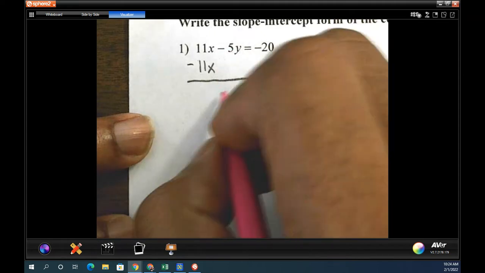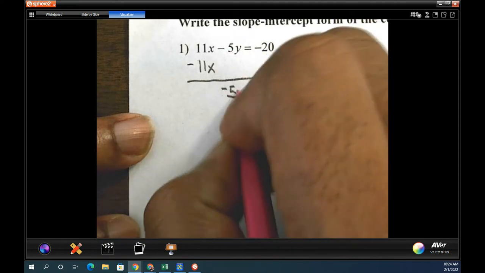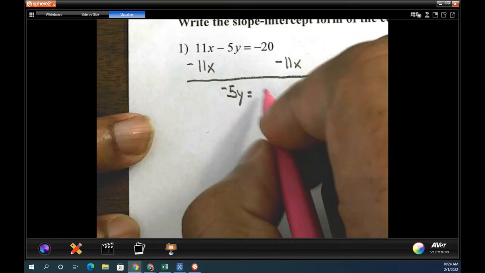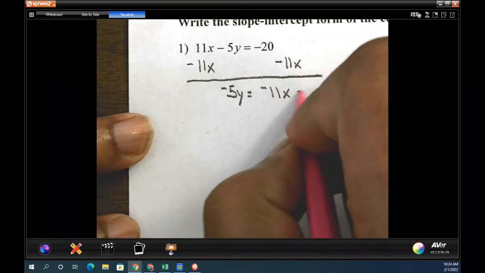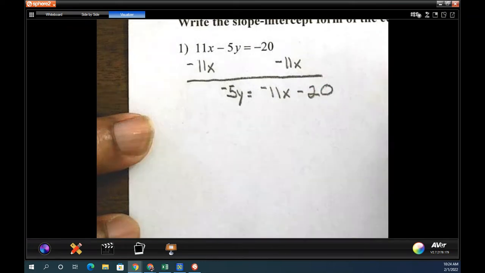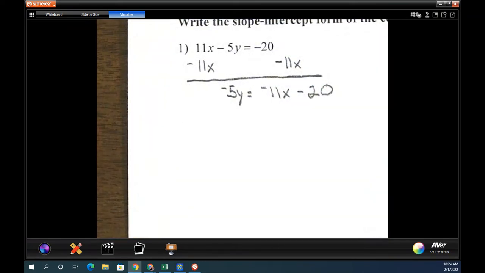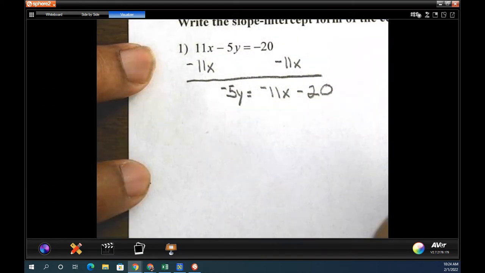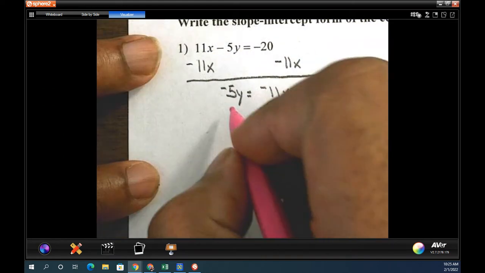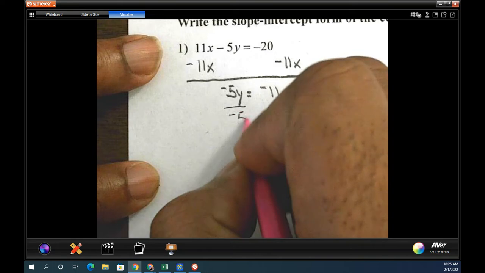That's minus 5y, so that means that's negative 5y is equal to, now, go ahead. You want to keep it in slope-intercept form. The x comes first. It's minus 20 because it's negative 20. So you have negative 5y is equal to negative 11x minus 20. Last step, divide by the coefficient of y. What's the coefficient of y? Negative 5. So you divide everything by negative 5.